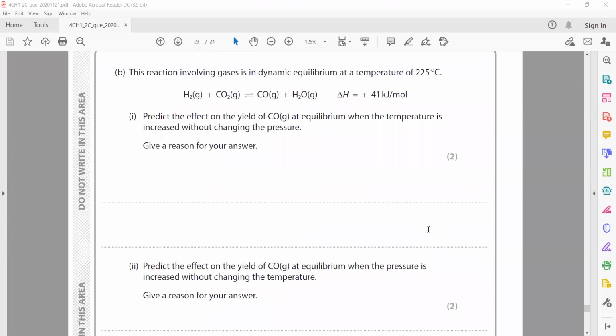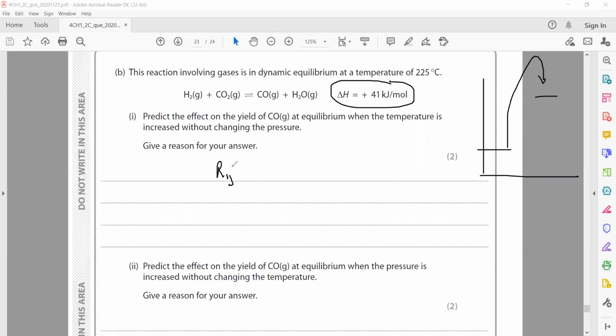This reaction involving gases is in dynamic equilibrium at temperature 225. Predict the effect on the yield of carbon monoxide at equilibrium when temperature is increased without changing the pressure. The forward reaction is endothermic. So if the forward reaction is endothermic, the reactants have low energy and the product has high energy. Increase in temperature shifts the equilibrium towards the right hand side. So the yield will increase.